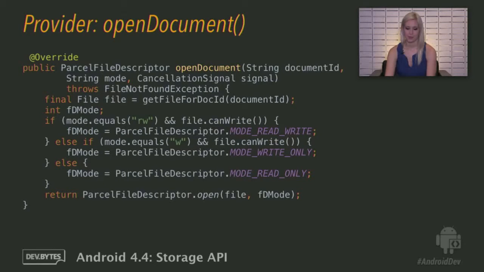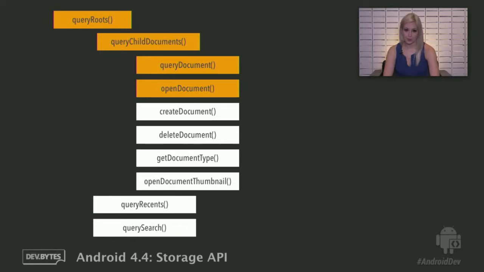openDocument returns a ParcelFileDescriptor, which another application can use to stream data. You can see that we're setting the access mode, and the system takes care of issuing URI permission grants for us. Those first 4 are enough to get your content provider up and running.